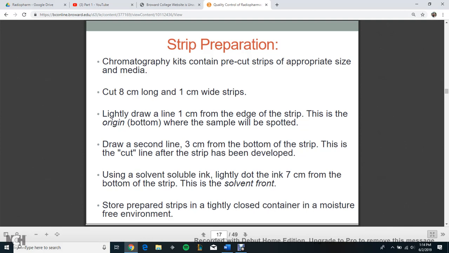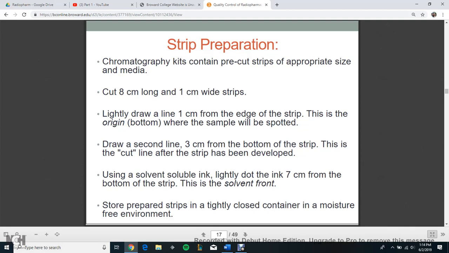Strip preparation. Chromatography kits contain pre-cut strips of appropriate size and media. Cut 8 cm long and 1 cm wide strips. Lightly draw a line 1 cm from the edge of the strip. This is the origin, or the bottom, where the sample will be spotted. Draw a second line 3 cm from the bottom of the strip. This is the cut line after the strip has been developed.